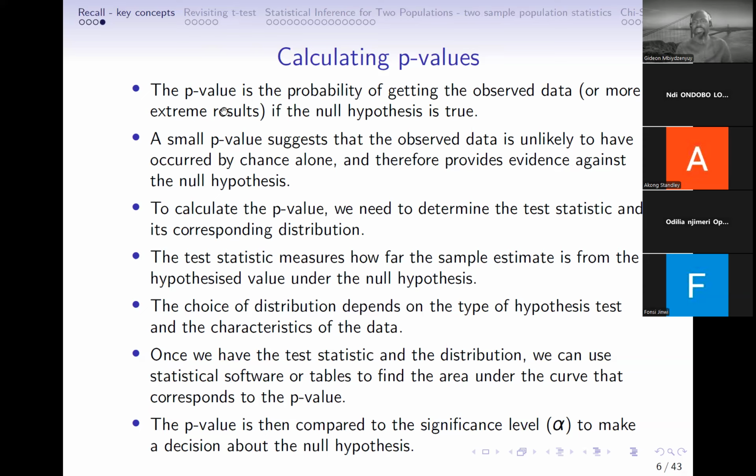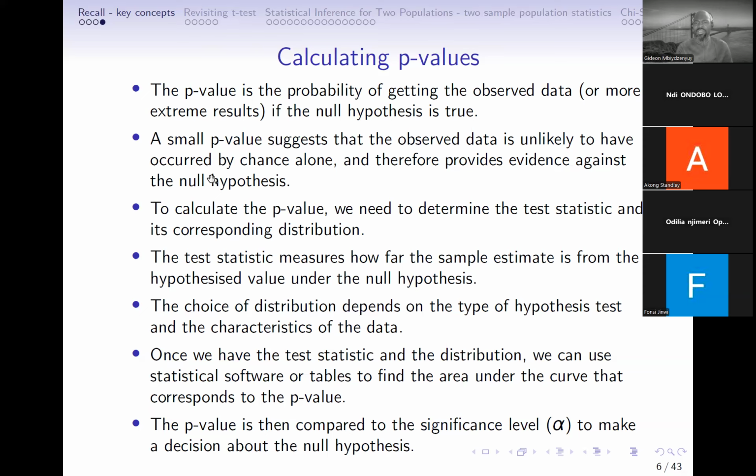So when the p-value is very small, then you can think that the observed value is unlikely. And mark the fact that I'm not making a conclusive statement here. It is unlikely to have occurred by chance alone, and therefore it provides evidence against the null hypothesis. So it is a strong indicator that the null hypothesis cannot be admitted because the p-value is very small.